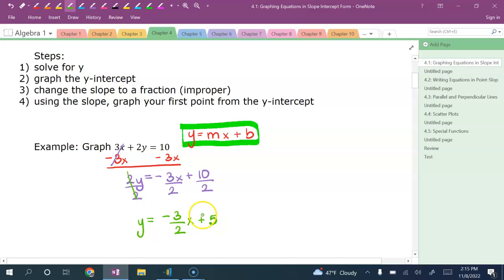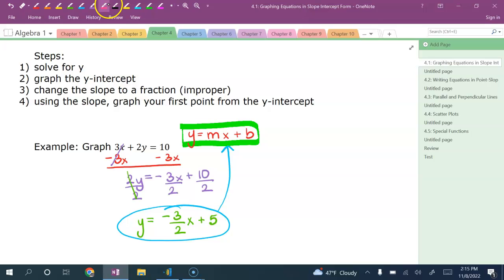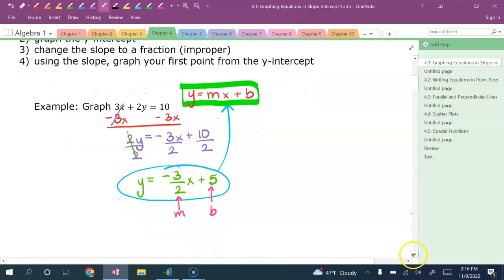Now this looks like our slope-intercept form. It says y equals mx plus b. So b would be 5, and that negative 3 over 2 would be your m, your slope. So now what we need to do is graph this line.